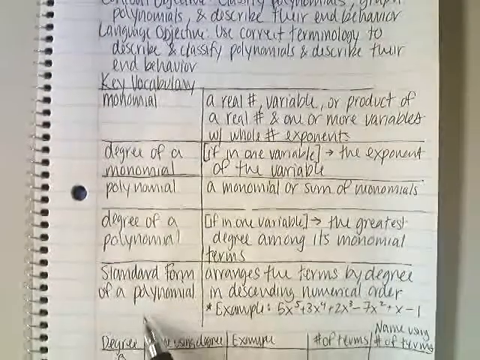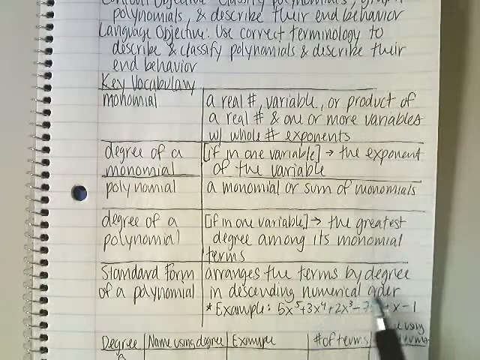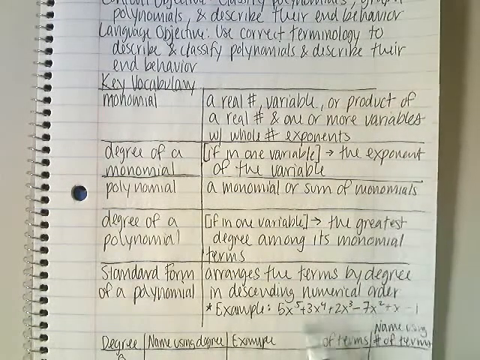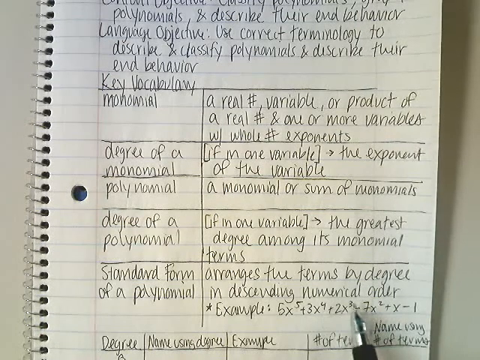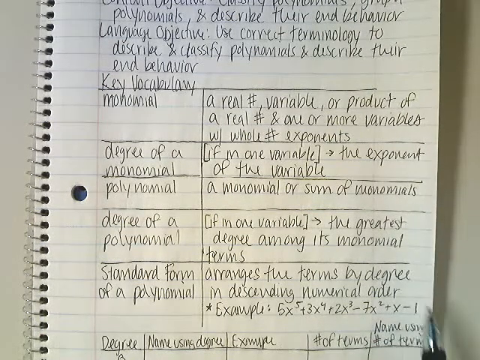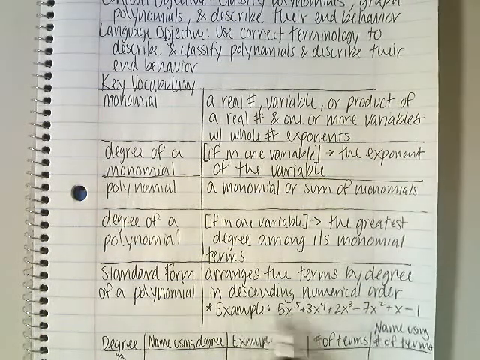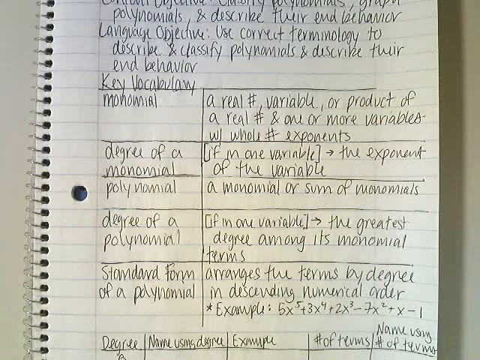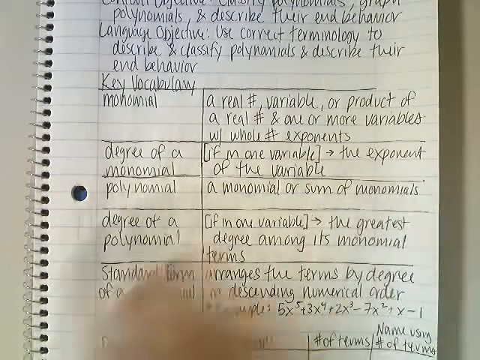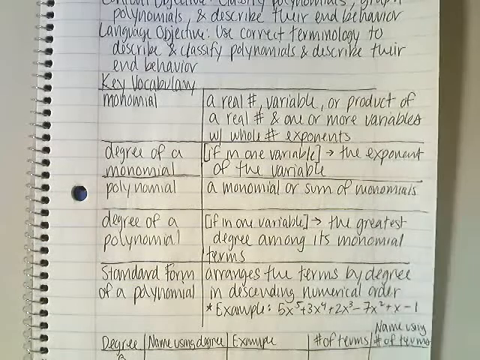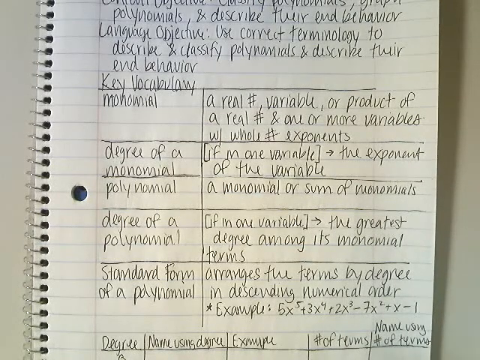So that leads us to standard form, which arranges the terms by degree in descending numerical order. So here I have a variable to the fifth power, and then I go fourth, third, second, first, and no variable. So standard form, as it was with our quadratic functions or our linear functions, it arranges it in descending order or numerical order. So these are the key vocabulary words that we're going to bring up as we start talking about the behaviors of these polynomial functions that we're going to talk about.